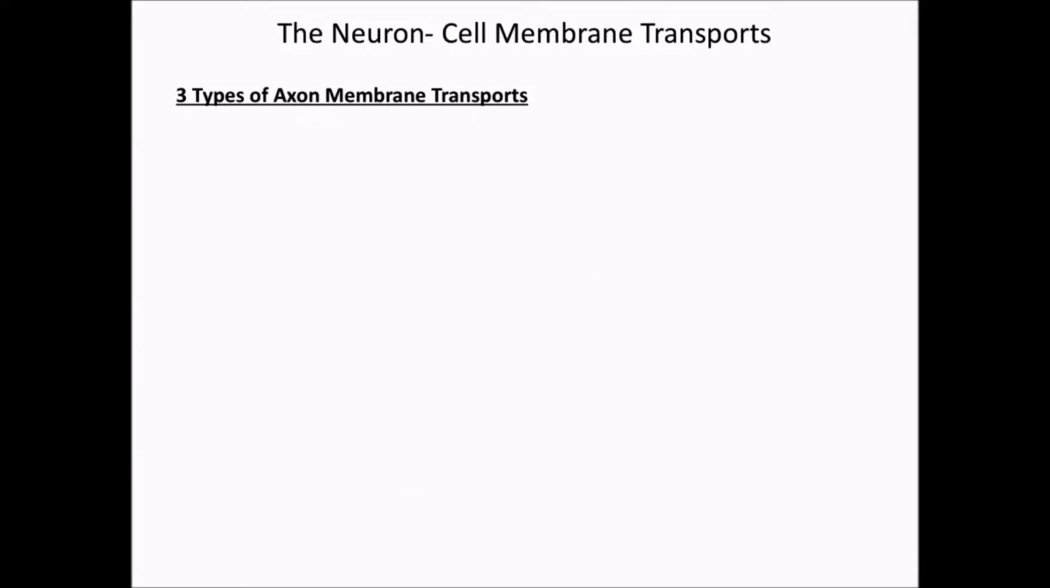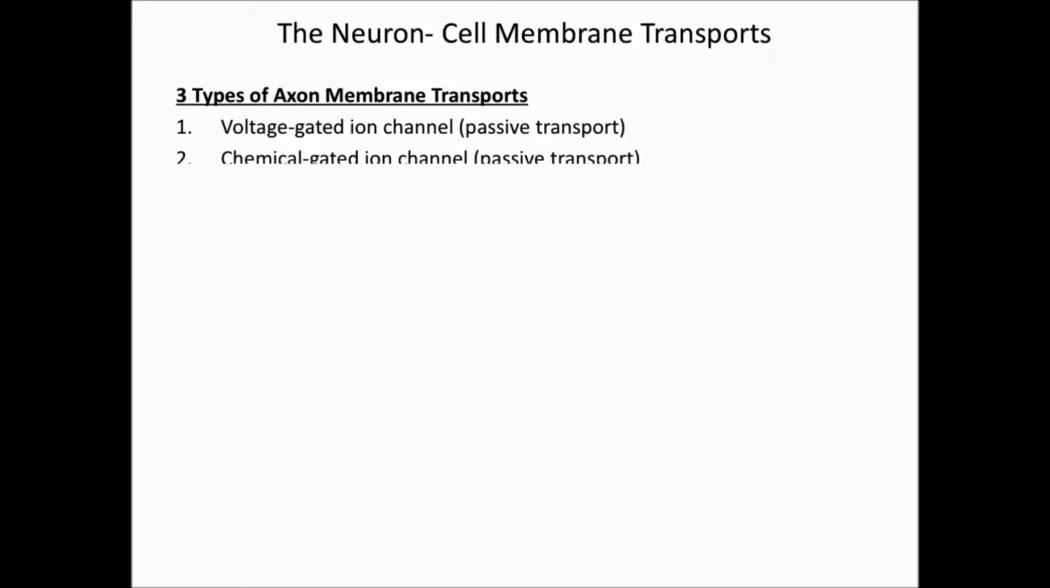And the last topic of discussion about the neuron are the types of cell membrane transports found on the axon. And there are 3 types of axon membrane transports. The first type of transport is called a voltage-gated ion channel. This is a passive transport. In other words, it allows things or substances to pass through it by the process of diffusion or osmosis.